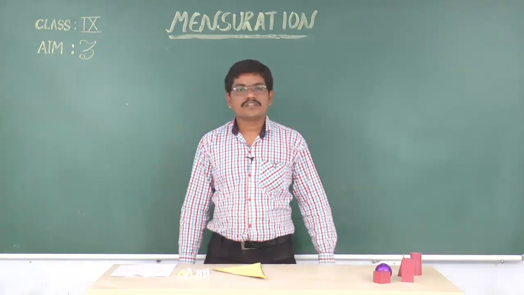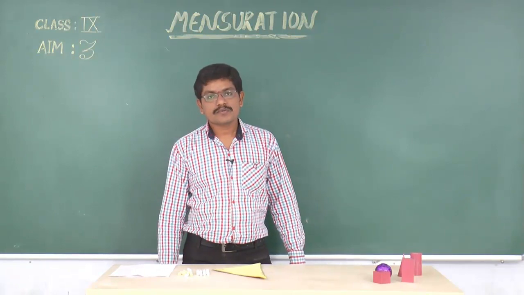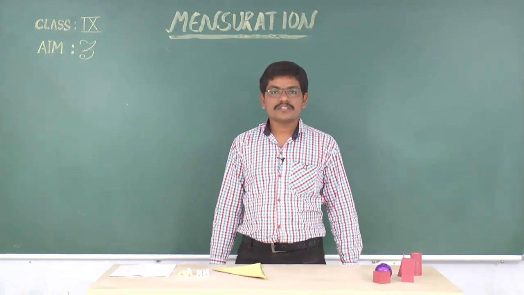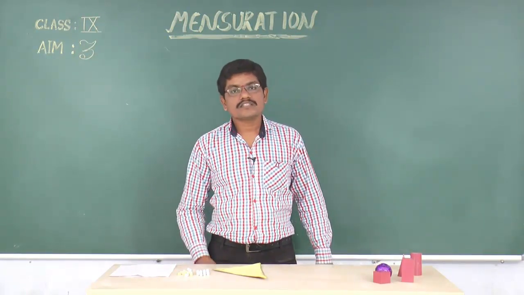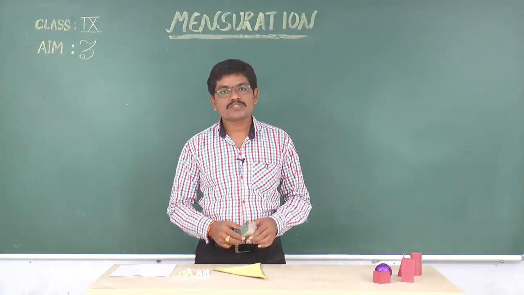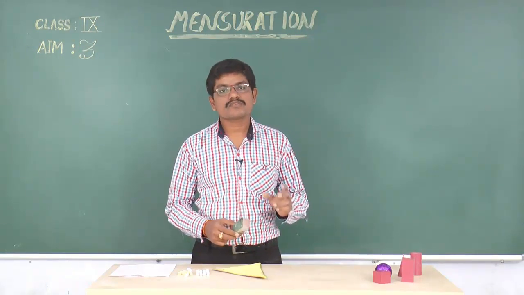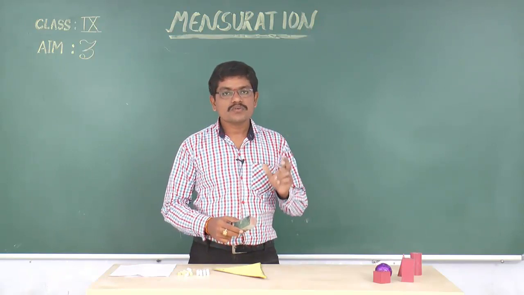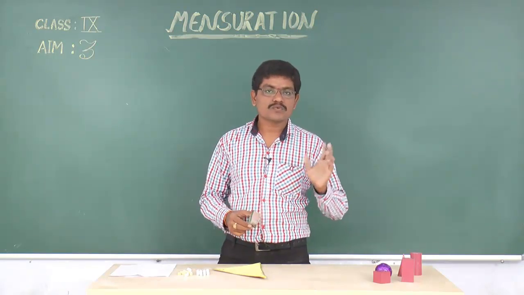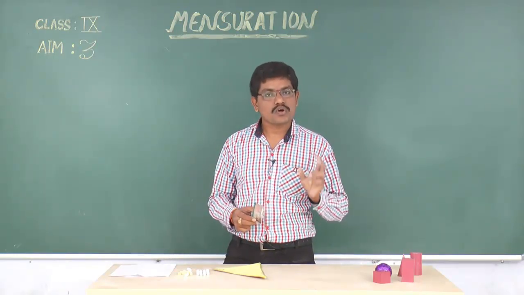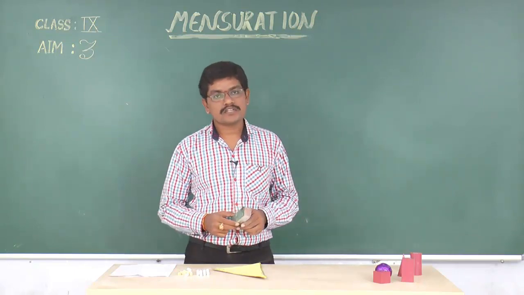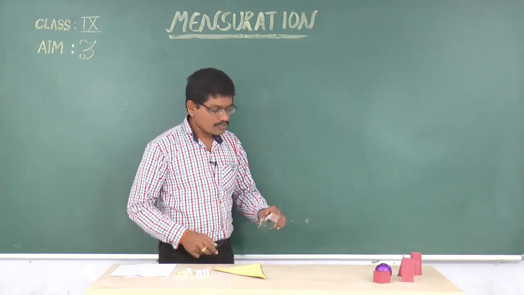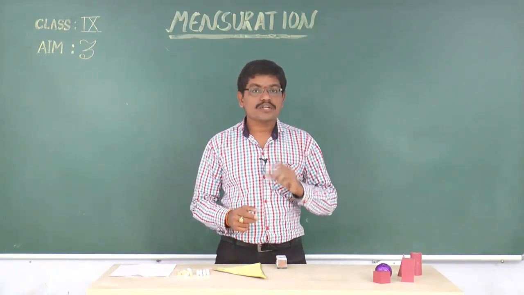Good morning. Now we are going to learn about aim number 3. In aim number 2, we learned surface areas and volumes of the solids, different types of solids. Here also we will know about the surface areas and volumes of the different types of solids, but here we will know about the combined solids.